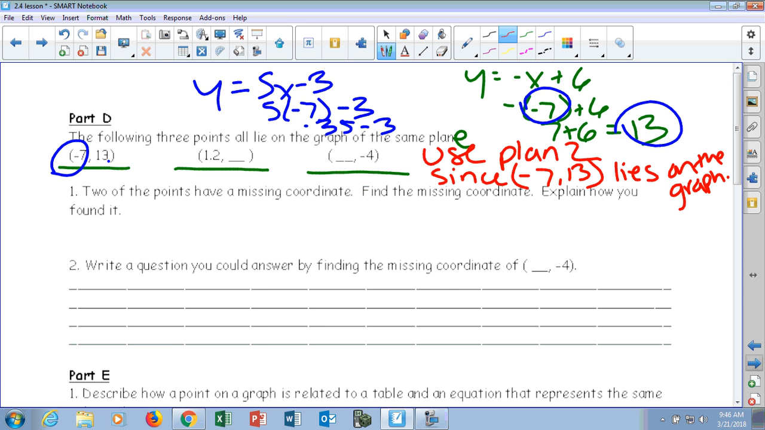Question 1 in our part 2. 2 of the points have a missing coordinate. We see that right up above. Find the missing coordinate. Explain how you found it.